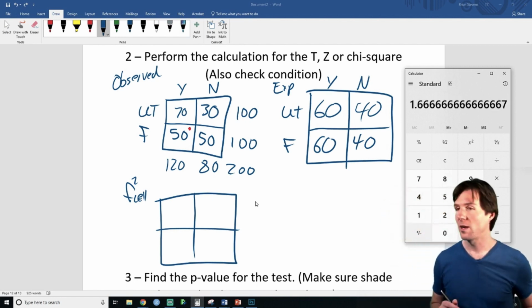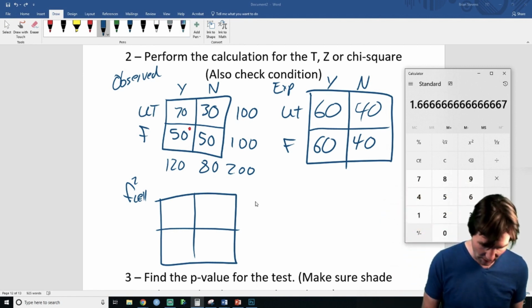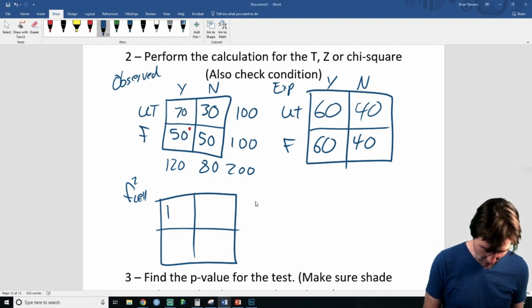There you go. So I forgot a 0 on the 6, and that's how errors can happen. Hopefully we haven't made any today. So the cell chi-squared here is 1.6 repeating.